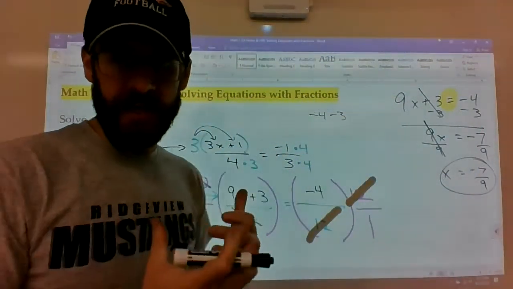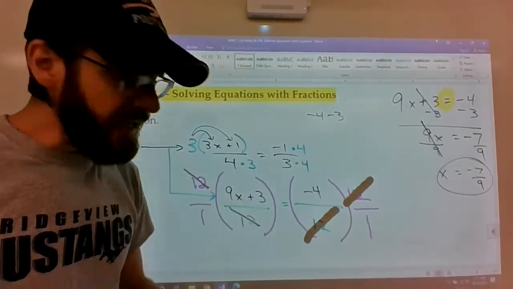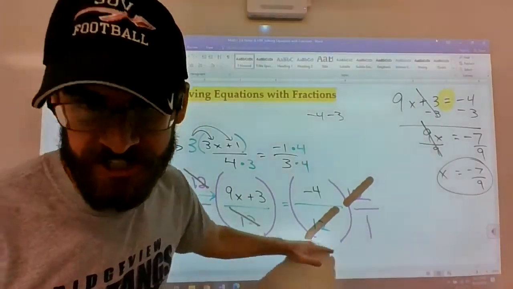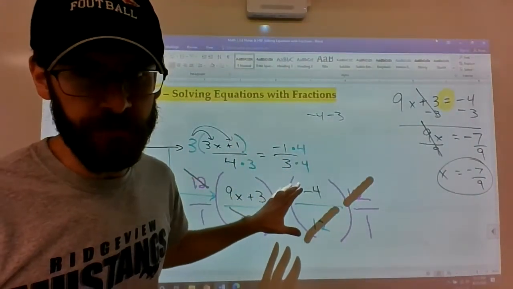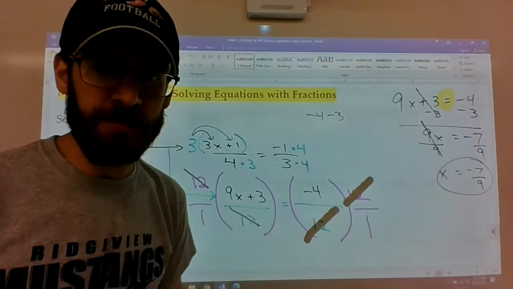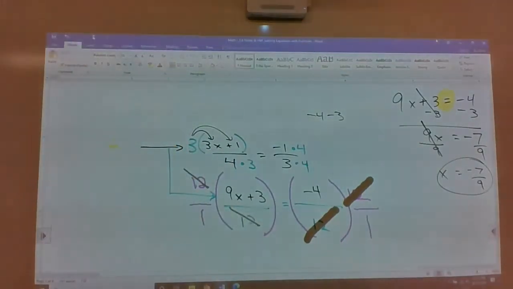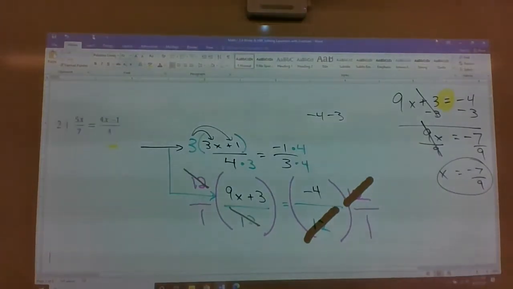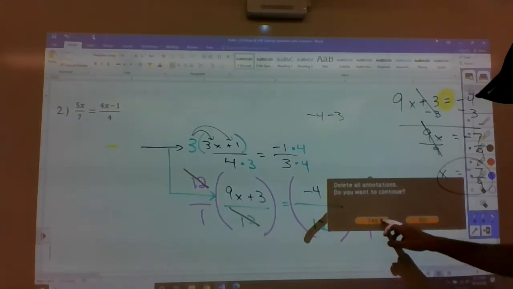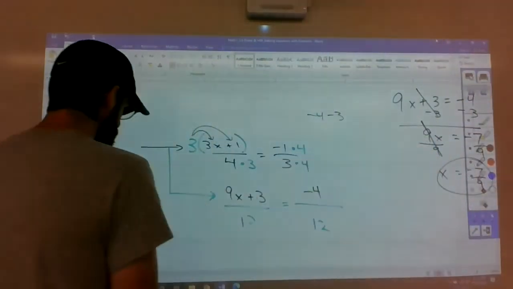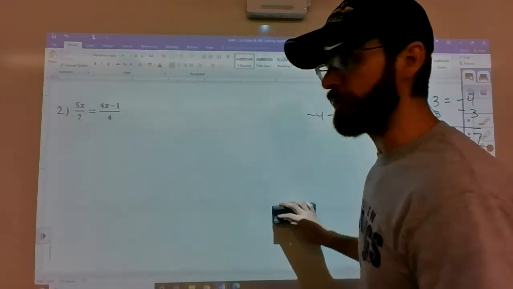So the task for today is all about finding common denominators, and then we're going to ditch the denominator so that we don't have to deal with any fractions further. All right, let's press into this and see what kind of examples we come up with. Why don't you guys pause the video and try number 2 on your own?